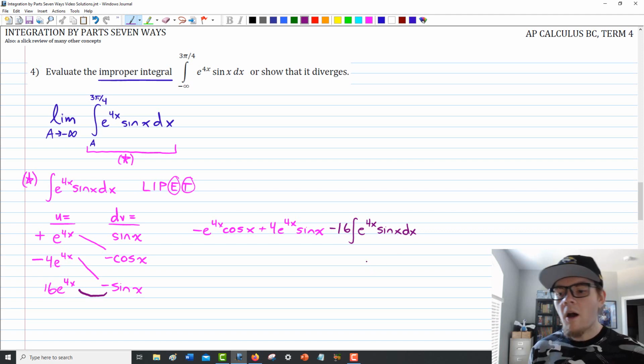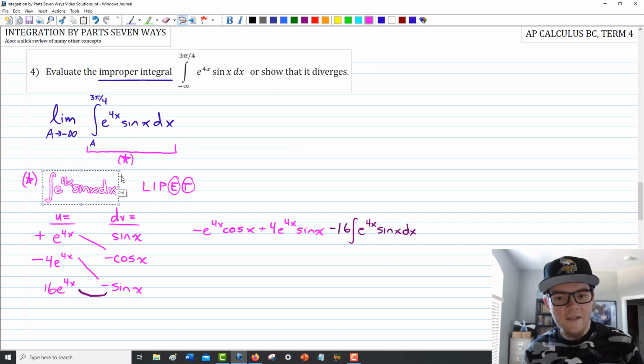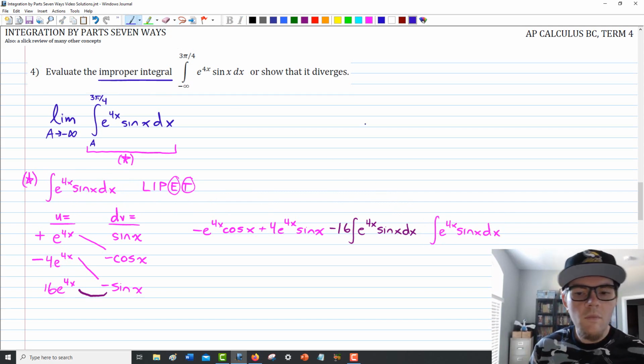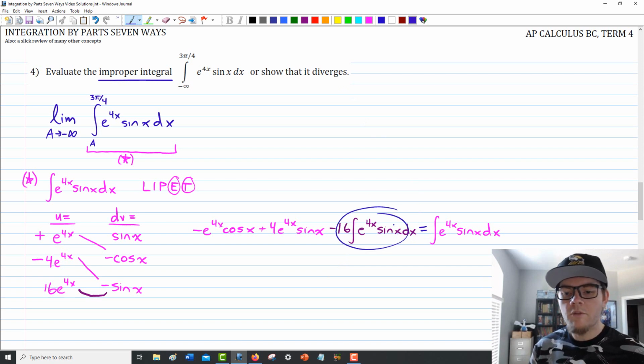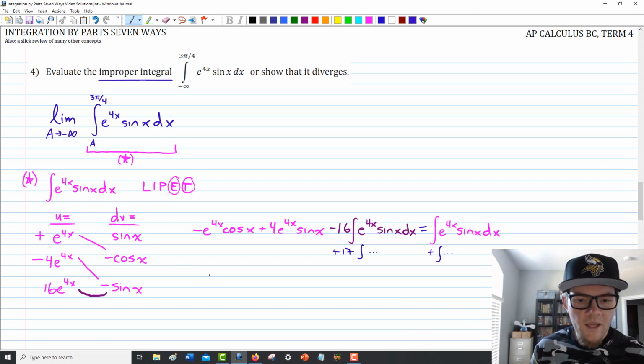And now before you pause and go, wait, that didn't answer the question, go back to our original problem, or at least the original antiderivative we were trying to solve right here. That is what this entire thing is equal to. These two sides are equivalent. We've just happened to end up with a multiple of what we're trying to solve for on the left side. So what I'm going to do is add 17 of those integrals. I'm just going to put dot dot dots there for time-saving measures. We're going to add that to both sides.